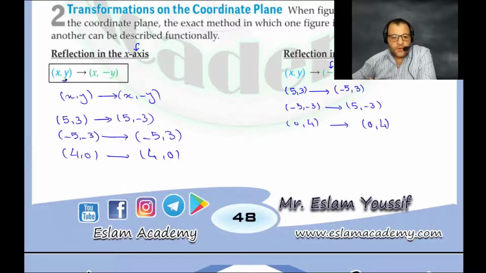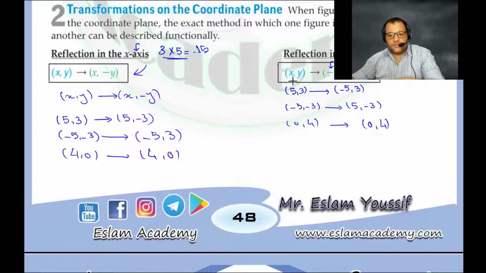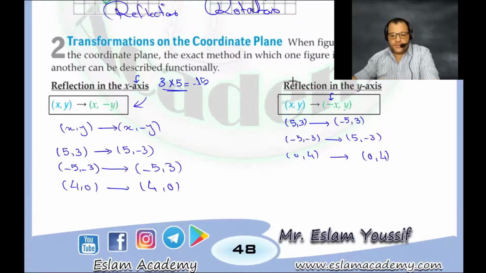And when I ask you 3 times 5 equals? 15. Muhammad is right. Yes, Mr. 3 times 5 is 15. That you have to memorize. So that's a formula, you have to memorize it. That's also a formula you have to memorize. Any problem for this one? No. Okay.